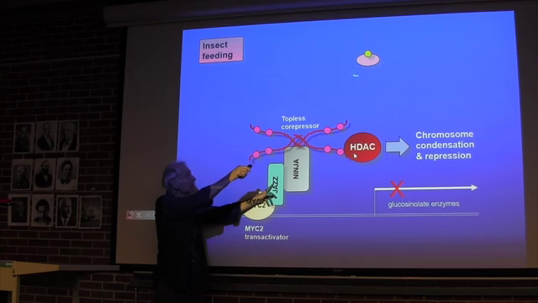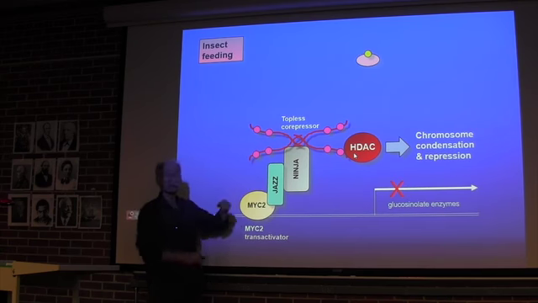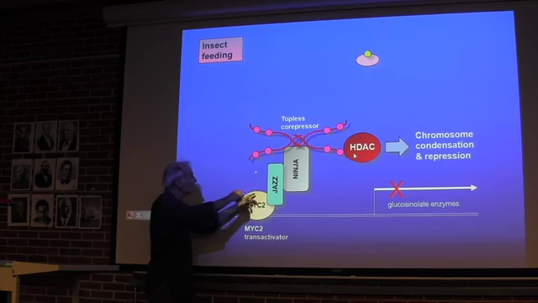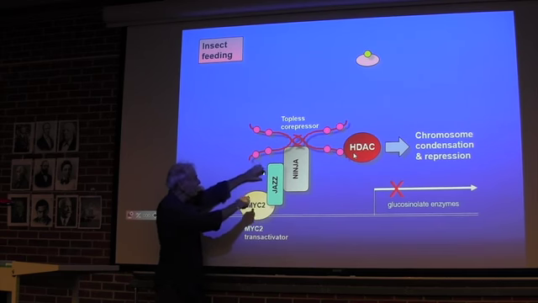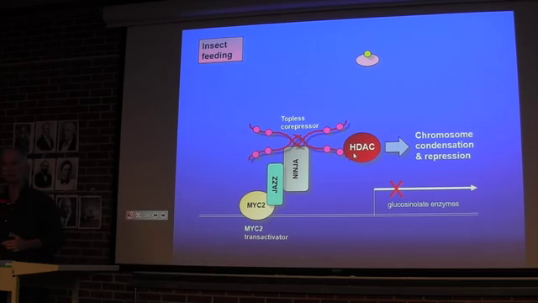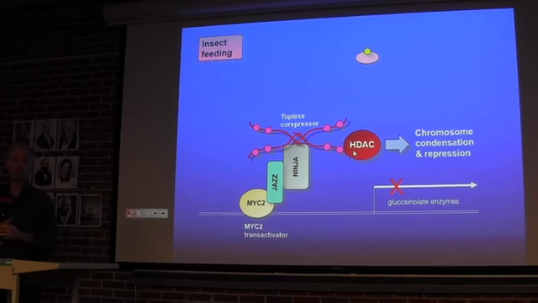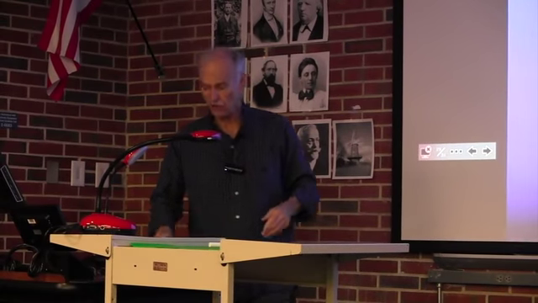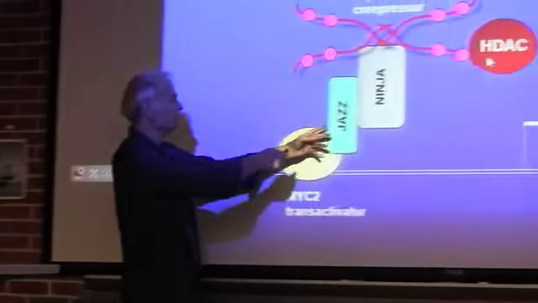This activated ubiquitin conjugation ligase now comes here, binds to JAZ, and adds polyubiquitin. What is the consequence? You add polyubiquitin to the lysines of a protein. They're targeted now for degradation by the proteasome. So you destroy this linkage.